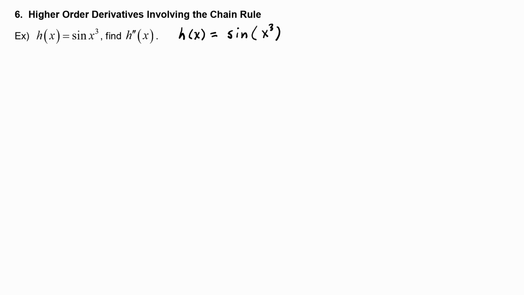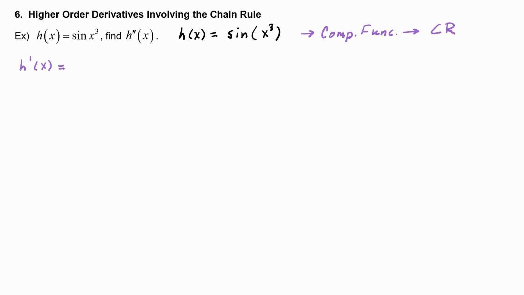Now, in order to find h double prime, we have to find h prime first. So h prime of x, we see that h of x is a composite function, which tells us we will be using the chain rule.